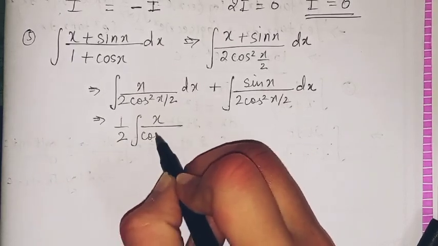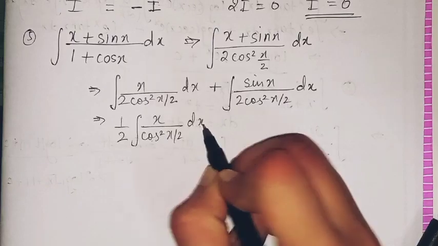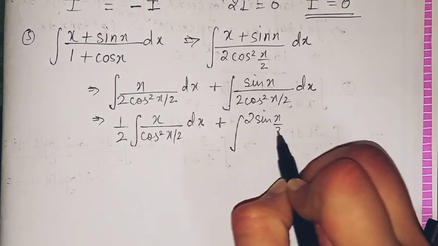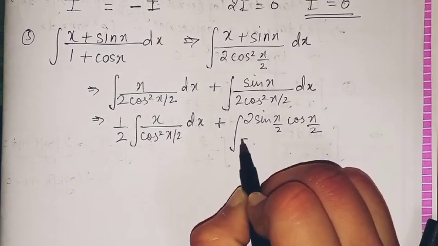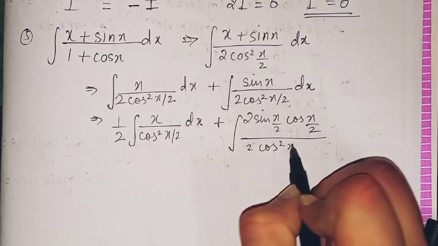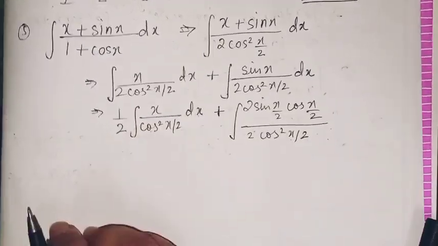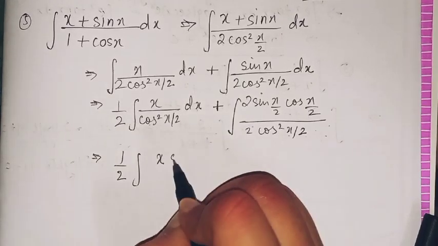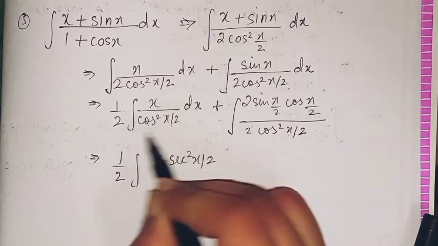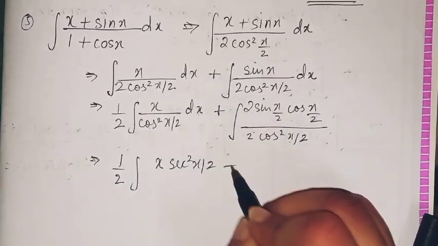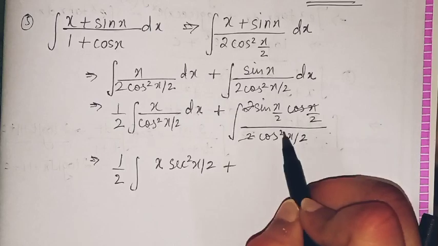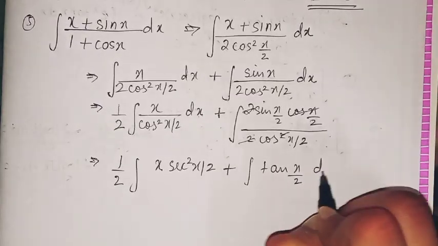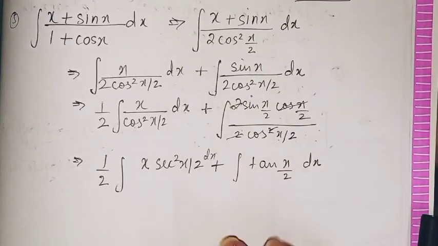x by cos square x by 2 dx plus I can write sin x as 2 sin x by 2 cos x by 2, divided by 2 cos square x by 2. Next step is 1 by 2 integration of x sec square x by 2. I took this cos square in the numerator. Plus, 2 and 2 get cancelled. Cos and cos get cancelled. Integration of tan x by 2 dx. I'm not writing dx every time.